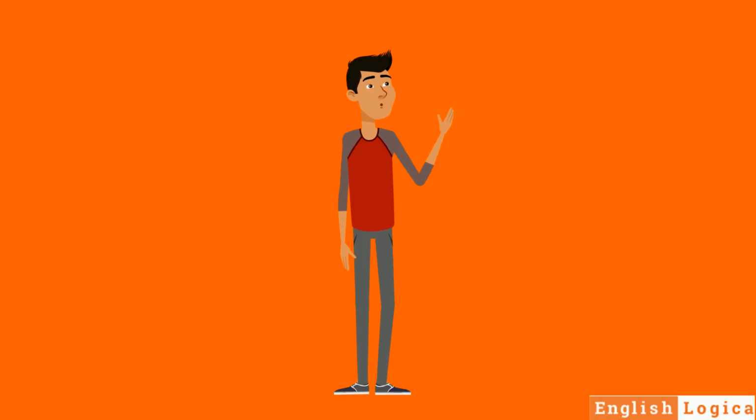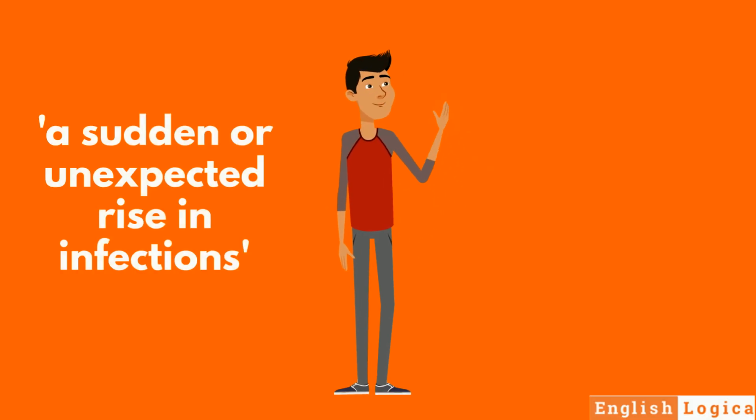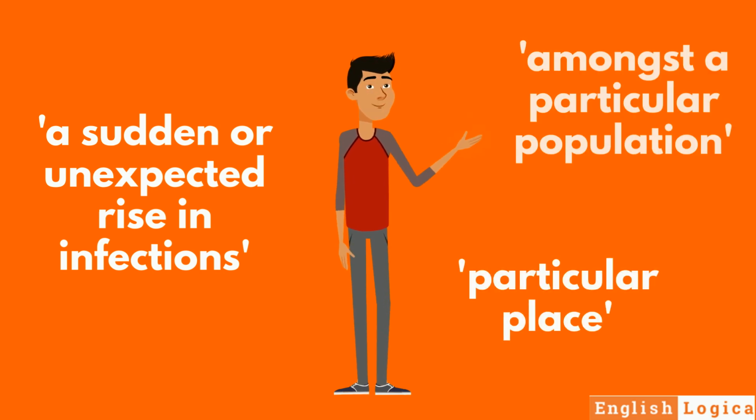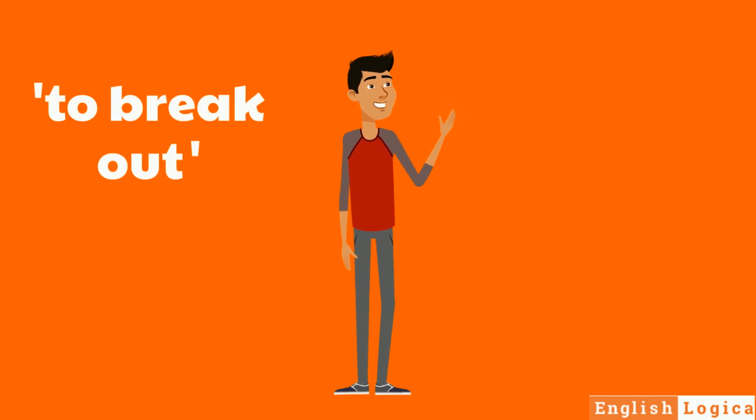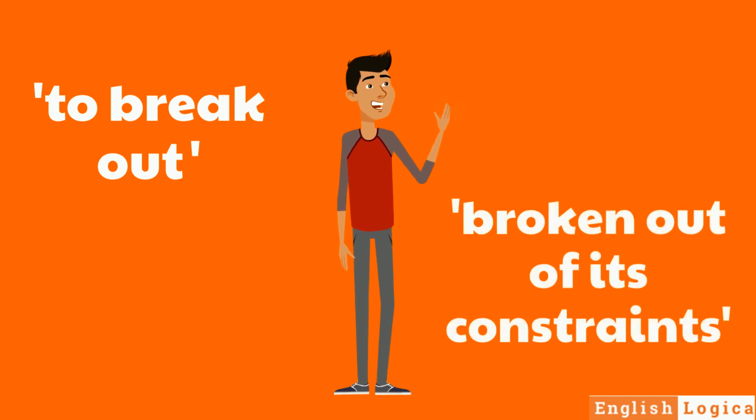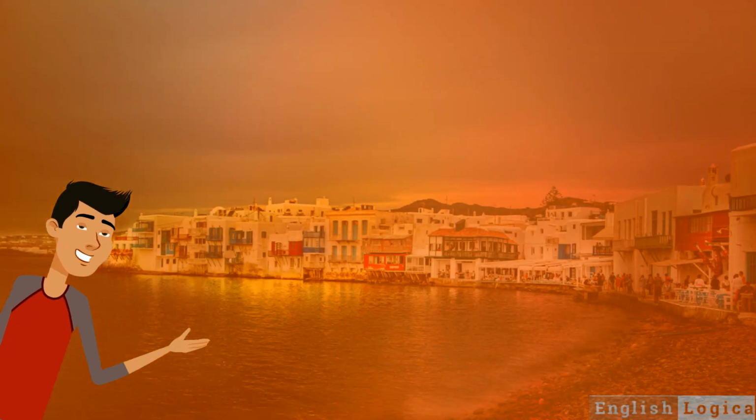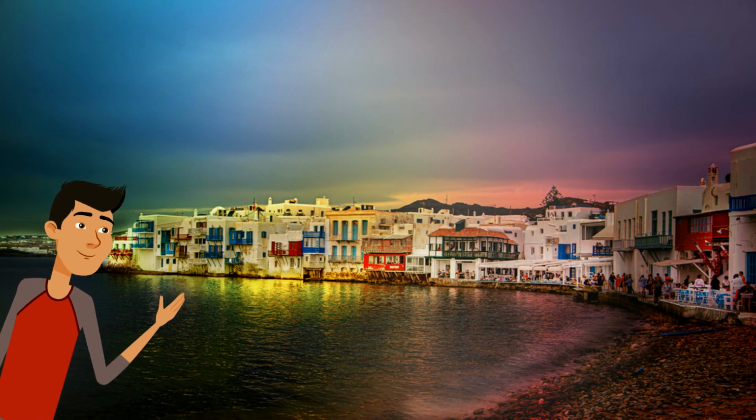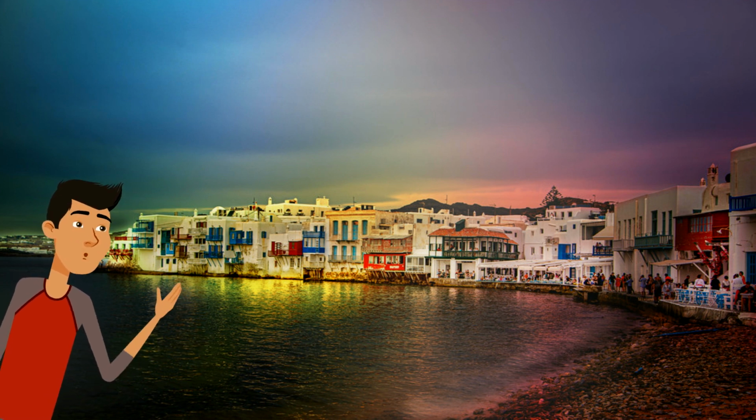An outbreak is a sudden or unexpected rise in infections in a particular place or amongst a particular population. This is related to the phrasal verb to break out, as if the illness has broken out of its constraints. There can be a small outbreak in a town, for example, or an outbreak can occur across a large geographical area.